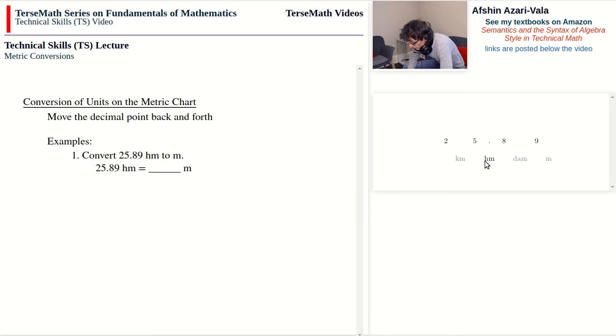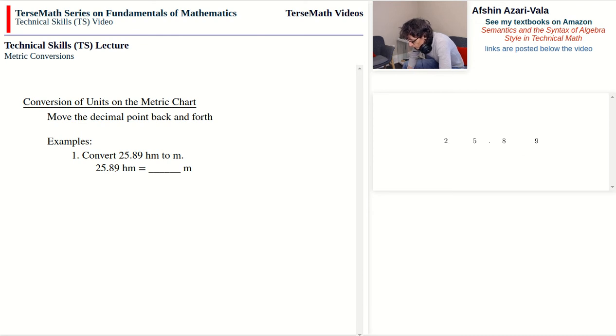Now you're going from hectometer to decameter and then to meter, and that means the decimal point moves forward over 2 digits. So we start with hectometer, that's where the decimal point is now. Then we move it forward over 1 to get to decameter. And then we move it forward over another digit to get to meter. And so we get 2,589 meters.